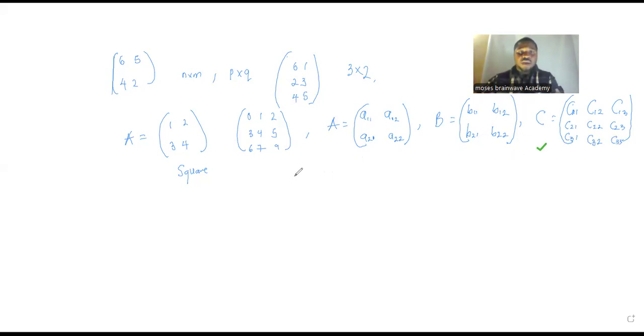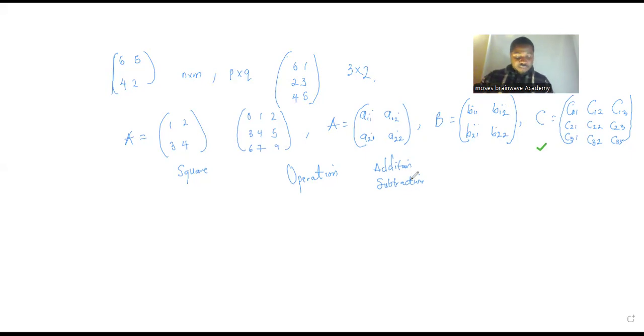Now, quickly, we're going to talk about how we can perform some operations on matrices. So we have matrix addition and subtraction. We add or subtract them using the elements in the same position. So a11 is going to be added to b11, a12 is going to be added to b12, similarly, a21 is going to be added to b21, then a22 is going to be added to b22.